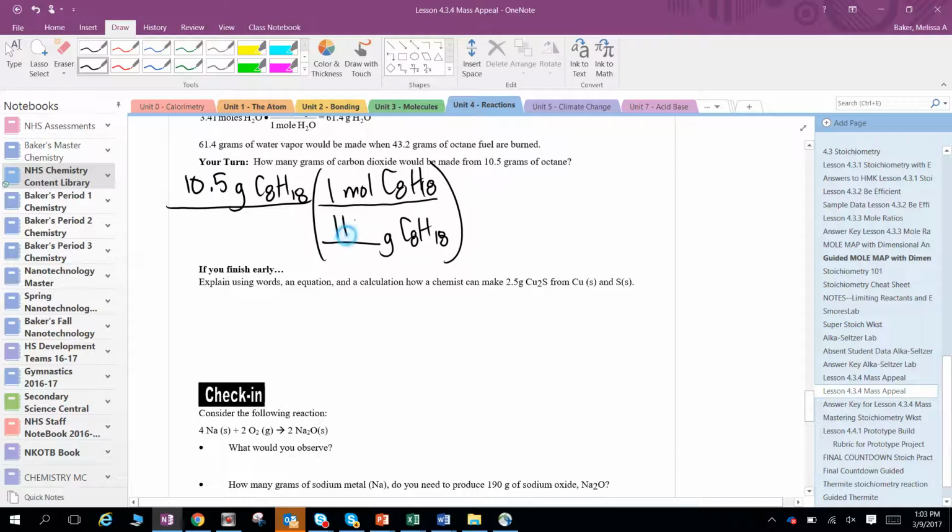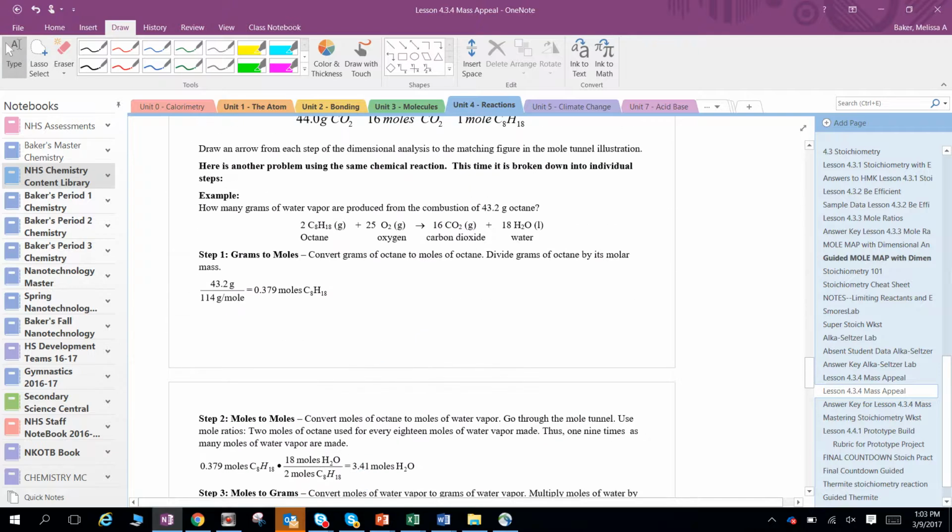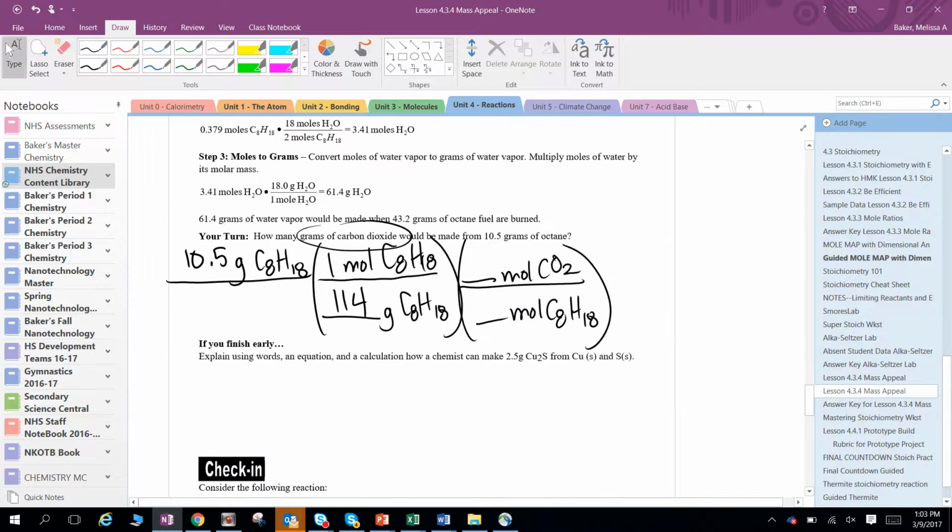So that molar mass is 114 grams. Then we want to convert moles of C8H18 into moles of carbon dioxide because that's what the question is asking us about. So I got to go up and look at my balanced equation. For every 2 moles of octane, you actually make 16 moles of carbon dioxide. And then we're not done. If we cancel out all the units, we can see that we're still in moles of CO2.